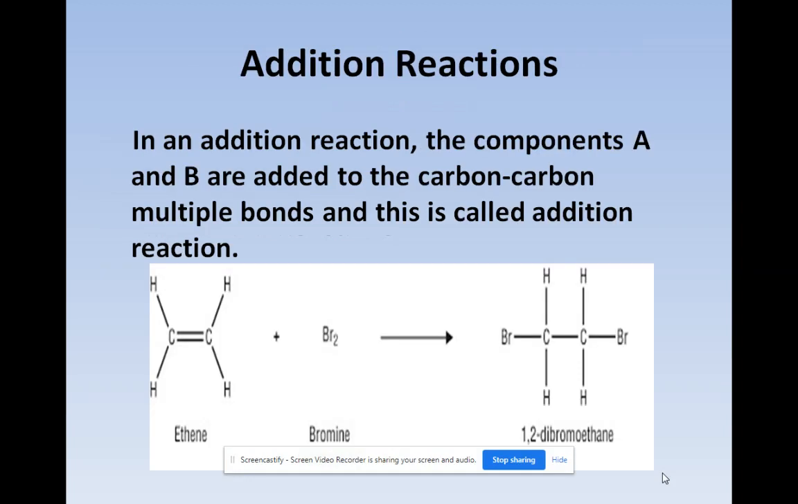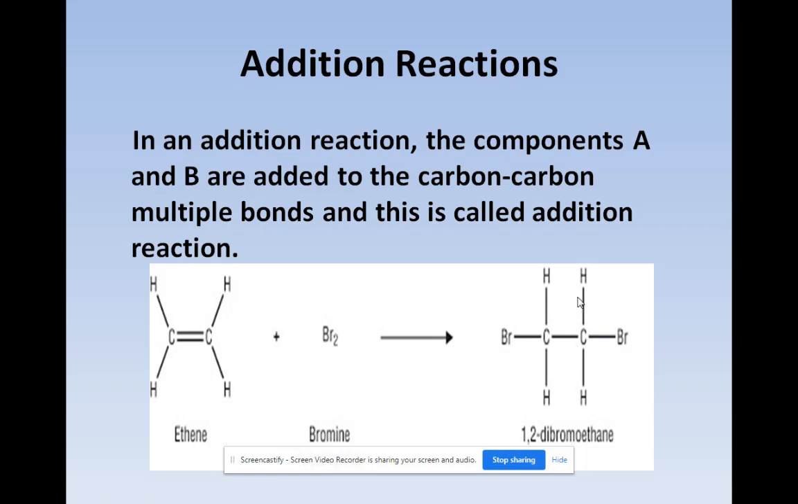The first type of organic reaction is addition reaction. In an addition reaction, components, for example A and B, are added to a carbon-carbon multiple bond. For example, in this molecule of ethene, you know that there is a double bond present, and the bromine molecule adds on the pi bond. The bond breaks, and it results in the creation of two vacancies, and bromine atoms attach on these two vacancies, and it gives rise to a molecule of 1,2-dibromoethane. And this type of reaction is known as addition reaction.